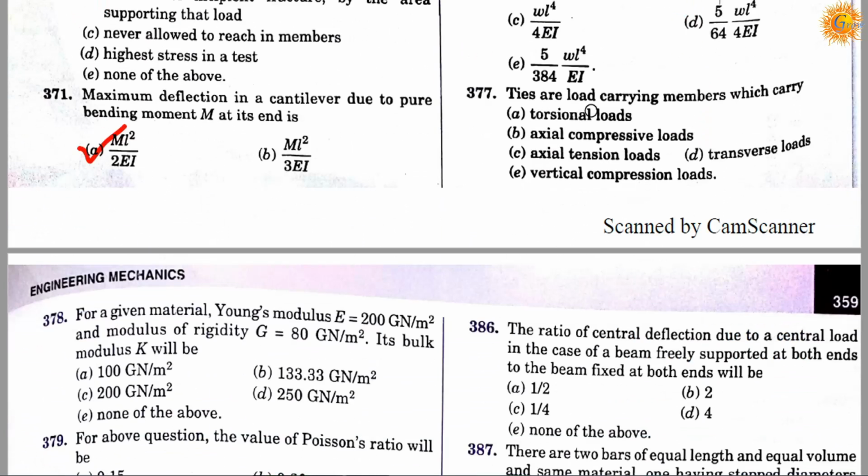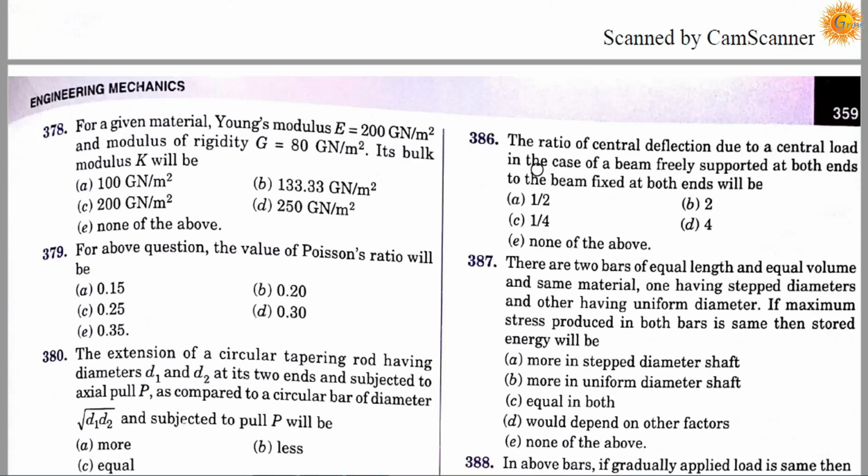These are load carrying members which carry option A torsional loads, option B axial compressive loads, and option C axial tension loads, and option D transverse loads, and option E vertical compression loads. Correct answer is C. They carry axial tension loads.